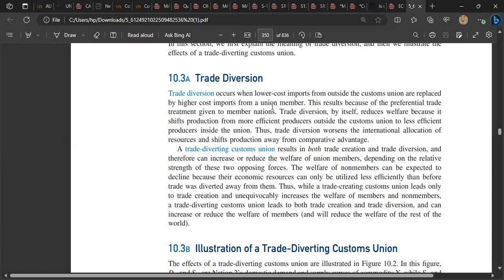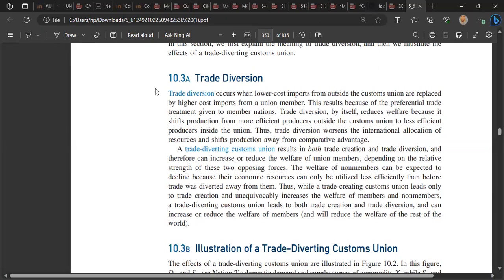Right? Suppose now we could have gotten commodity X from a country that is outside SADC because they are producing it cheaper than us. But because of this customs union that we've gotten into, we are bound by certain arrangements where we have to consume at a higher cost as a result of the arrangement that we've had, right? So this results because of preferential trade treatments given to member nations.